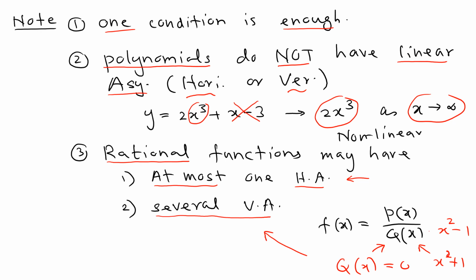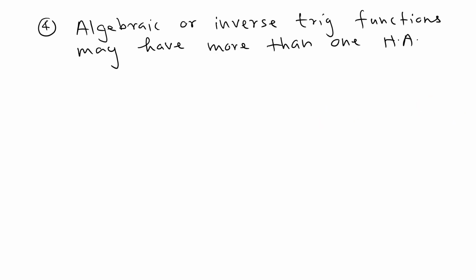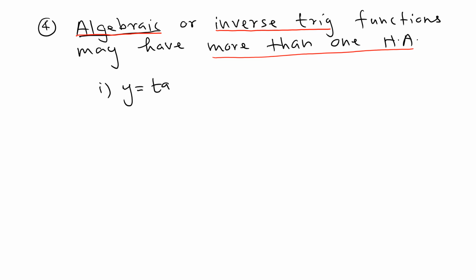Okay, so let's look at the next one. Next one is the algebraic functions. If you look at certain algebraic expressions or inverse trigonometric functions, not all of them, some inverse trigonometric functions can have more than one horizontal asymptote. Let's look at this one. You already know one inverse trigonometric function which has two horizontal asymptotes, for example, y equals arctan x, or tan inverse x.